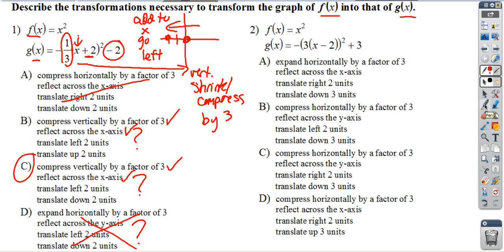Alright, this one, same thing. Add to x, go left. We're not adding to x, we're subtracting from x, so we're going to go right 2. Okay, this is a little bit tricky. This 3 is actually inside of that squared. So that 3 squared is going to give us, that's like this.